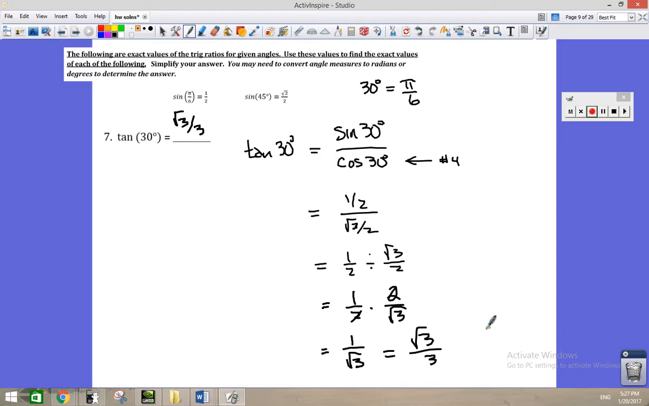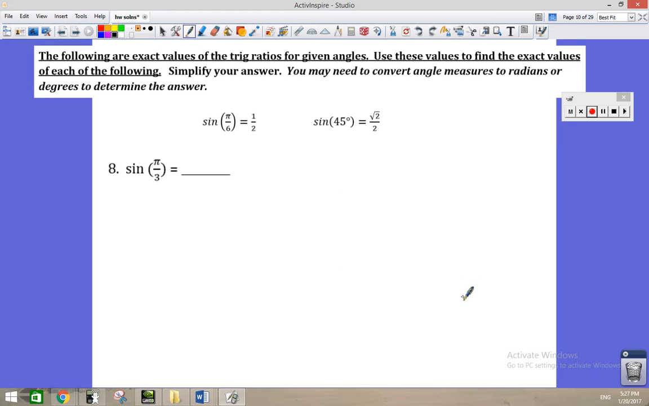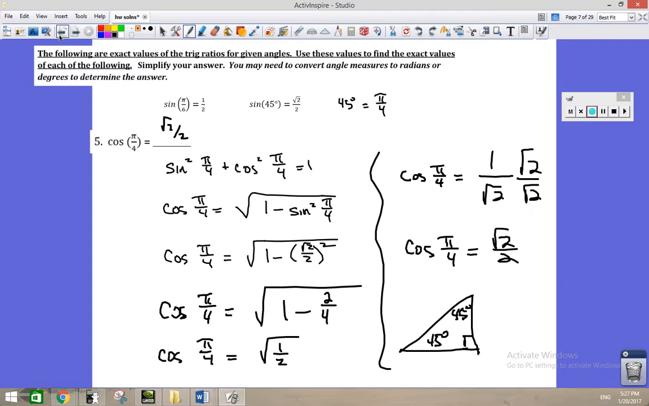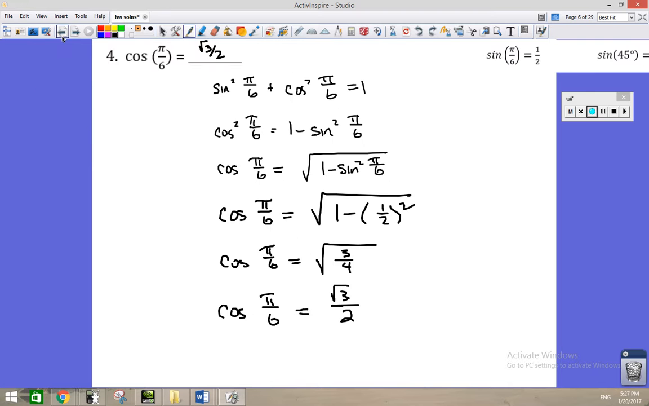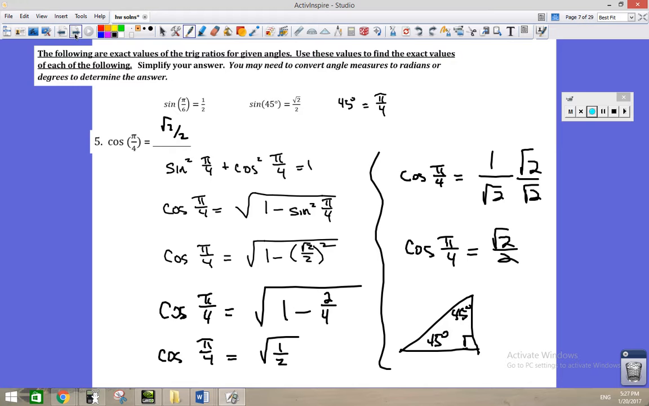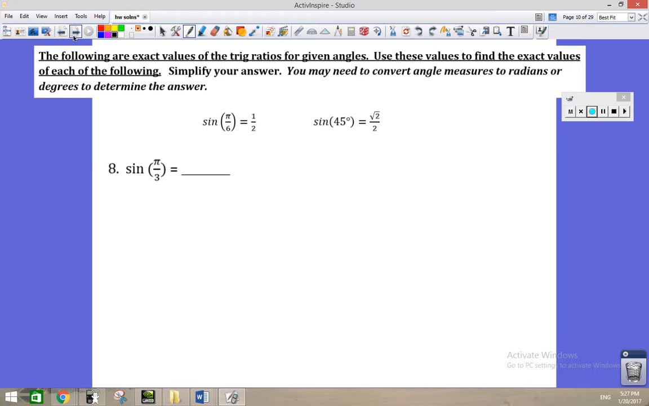Okay. Let's look and see real quick what the next one is. Sine of pi over 3. Let's see. Have I figured out the cosine of pi over 3 or the cosine of 60 degrees in a previous problem? Nope, I haven't. Cosine pi over 6.